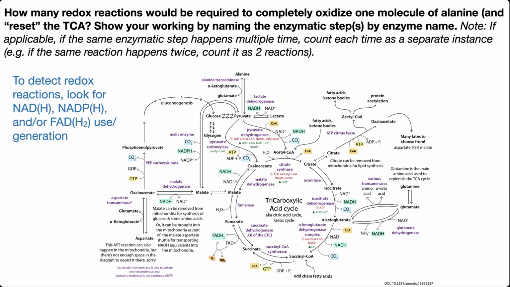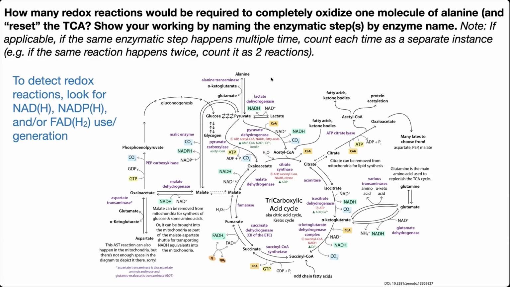In this case, we're not starting with something that's already in the cycle. Instead, we're starting with something that's outside of the cycle. And we need to think about how we bring it into the cycle as well as then its path through the cycle. In this case, we are being asked about alanine. And so the question is, how many redox reactions would be required to completely oxidize 1 molecule of alanine?